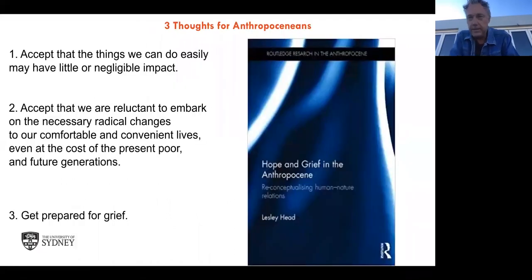Well, here are some thoughts that I have. I can't answer this question ultimately, but here are some thoughts, and they come partly from Leslie Head's book about hope and grief. We have to accept that the things we can do easily have little or negligible impact on emissions. So there is no easy way to address this. And also we have to accept our own reluctance to embark on those radical changes that are needed to make a difference, and that at the moment come at the cost of the present poor and the future generations. We have to accept that these changes are radical and that we don't want to do them. And if it stays like that, we need to get prepared for grief.